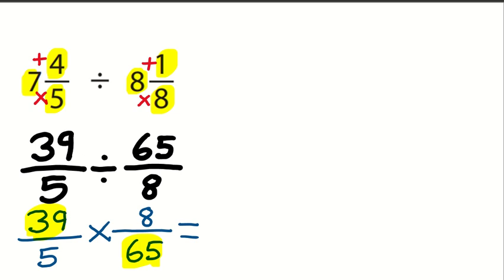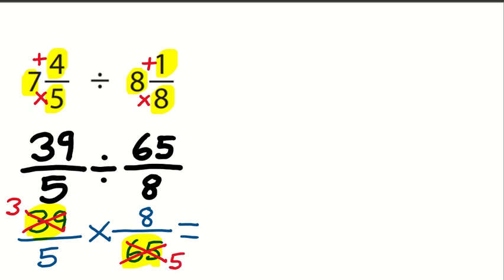Well, for some reason, I just know this, but 13 will actually go into 39. If you don't know how many times 13 goes into 39, you can just do 39 divided by 13, and you will find that it's 3 times. 13 goes into 39 3 times, and conveniently, 65 is also divisible by 13. And 65 divided by 13 is 5. So that actually becomes a 5.